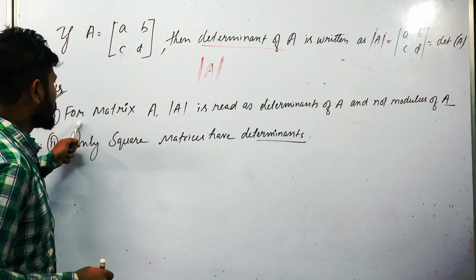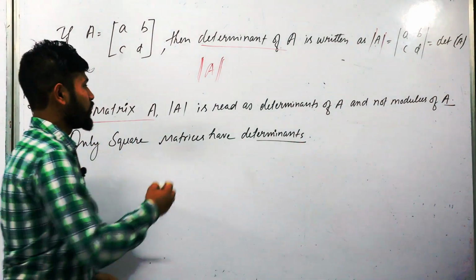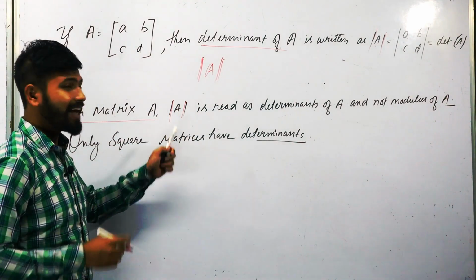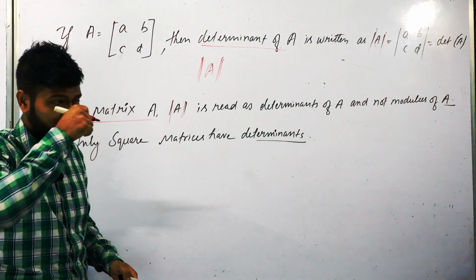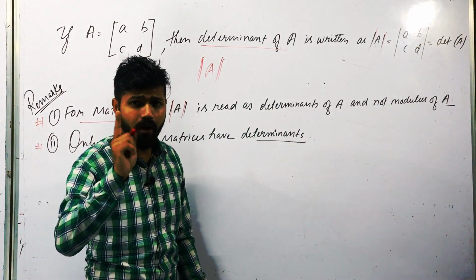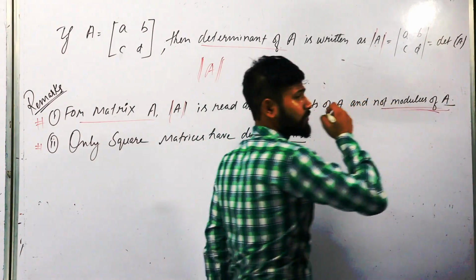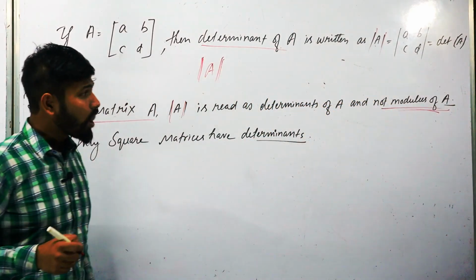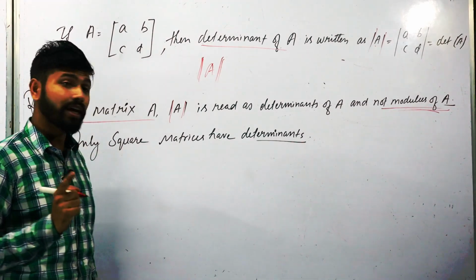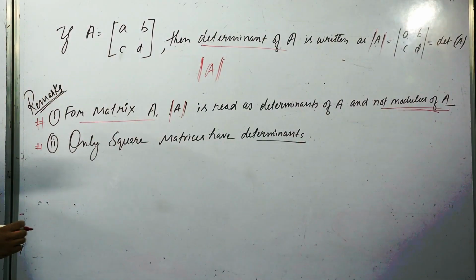So remember, for matrix A, suppose A is a matrix, and if you want to find the determinant, we write it like that, determinant of A. And how to pronounce it from your mouth? This is read as determinant of A, not modulus of A. Already it is mentioned as a strong point here as a quick reminder for us. Okay, not modulus of A. Don't say it modulus of A. Instead, you have to say determinant of A. Okay, fine. Let us move to the next point.